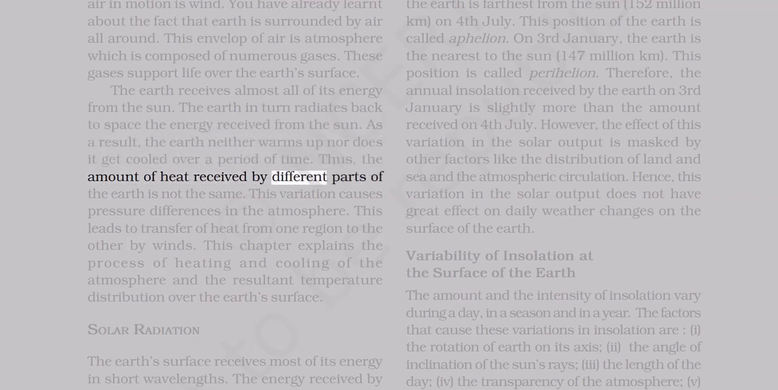Thus, the amount of heat received by different parts of the Earth is not the same. This variation causes pressure differences in the atmosphere. This leads to transfer of heat from one region to the other by winds. This chapter explains the process of heating and cooling of the atmosphere and the resultant temperature distribution over the Earth's surface.